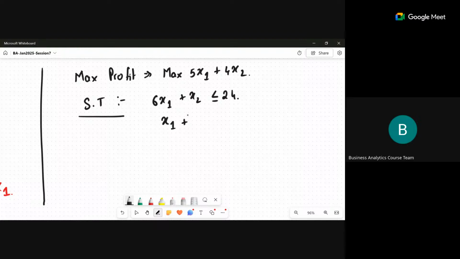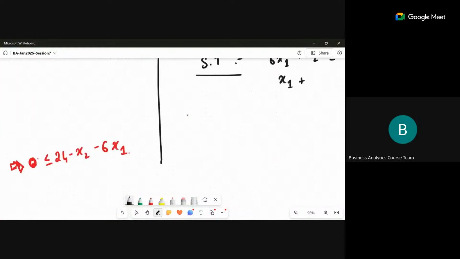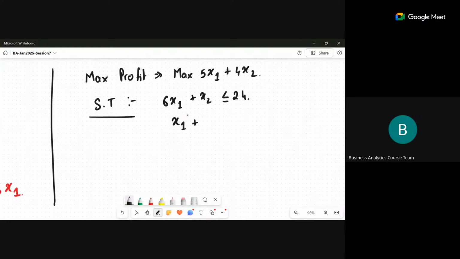x1 plus 4x1 plus 2x2 is less than or equal to 6, and x1, x2 greater than or equal to 0, right? So let me just check whether you have said it right.